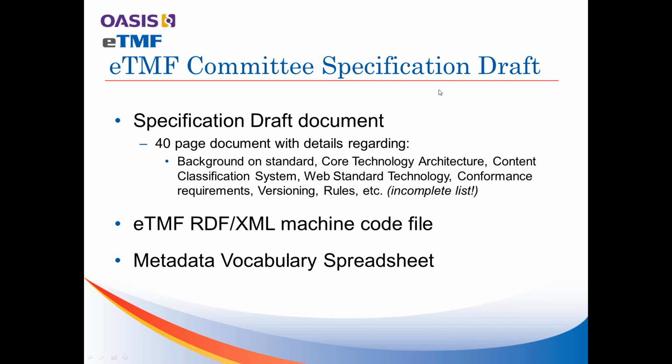It gives the rules for editing, it provides versioning information, and it also provides things like format. I know that's been a concern for some folks. They've wanted to know, are you going to limit me in terms of the types of document formats? And the answer to that is no. We base the specification on the IANA standard, which has 1,080 different formats. Anything that is commonly used is in that standard, and all those details are in this specification draft document. The second component of the committee specification draft is the eTMF RDF XML machine code.